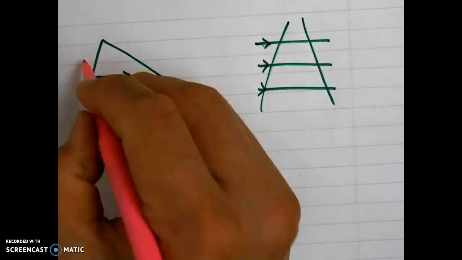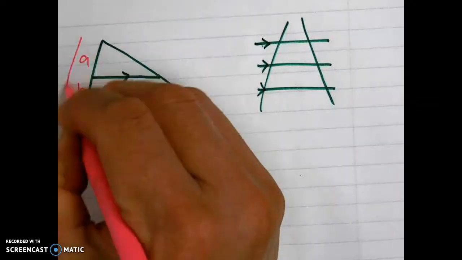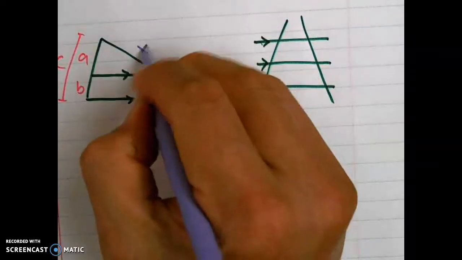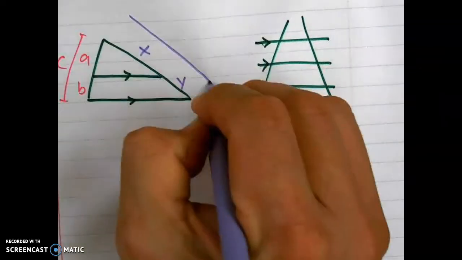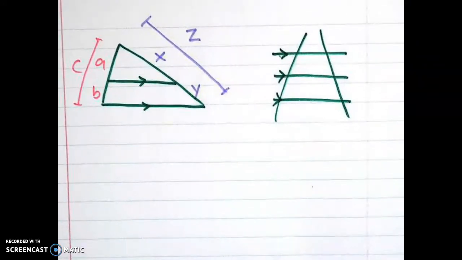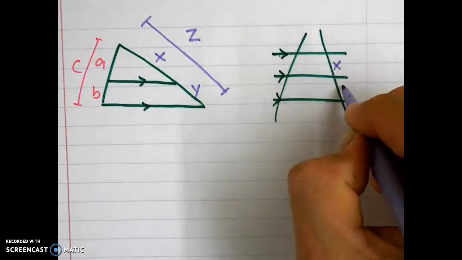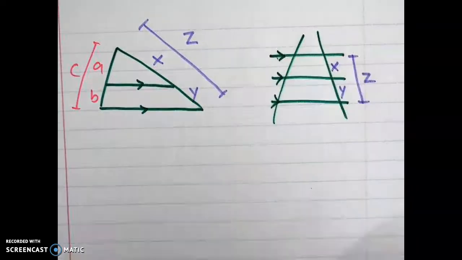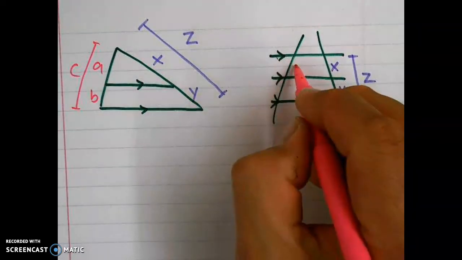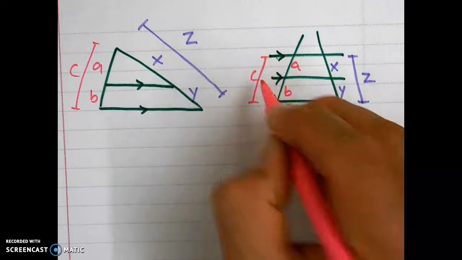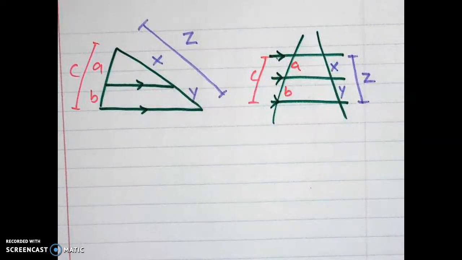Okay? A, B, and the whole thing is C. X, Y, and the whole thing is Z. Same thing over here. So the figure on the left and the figure on the right is exactly the same figure.